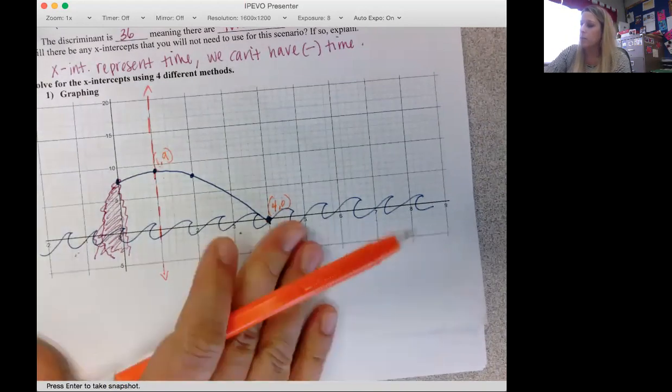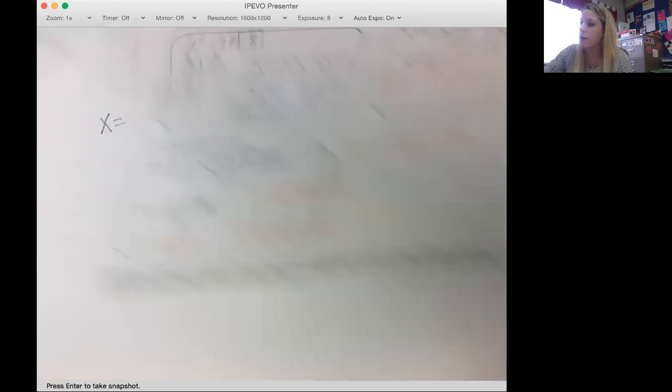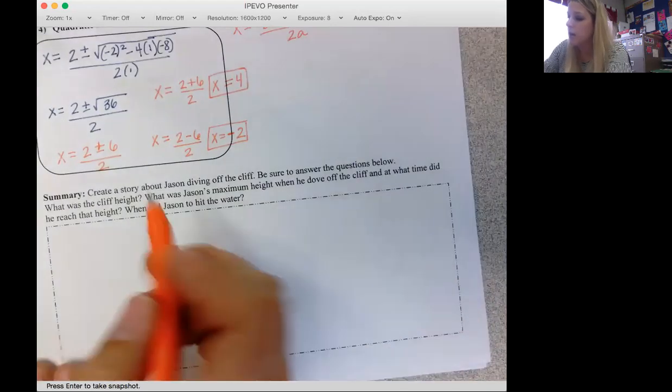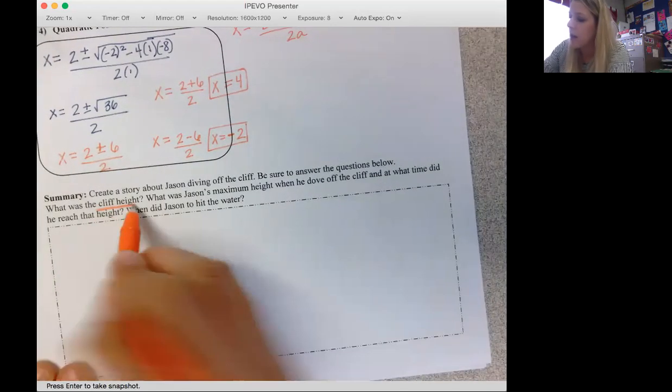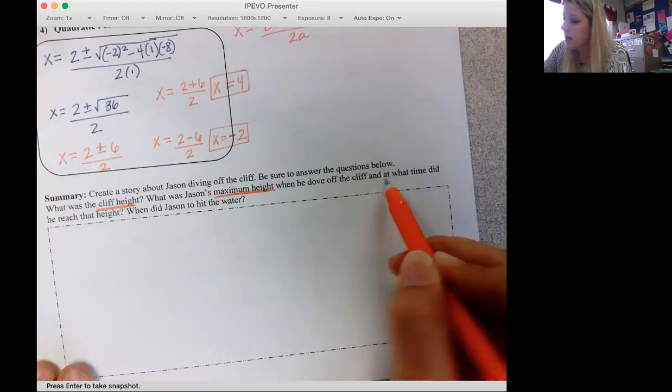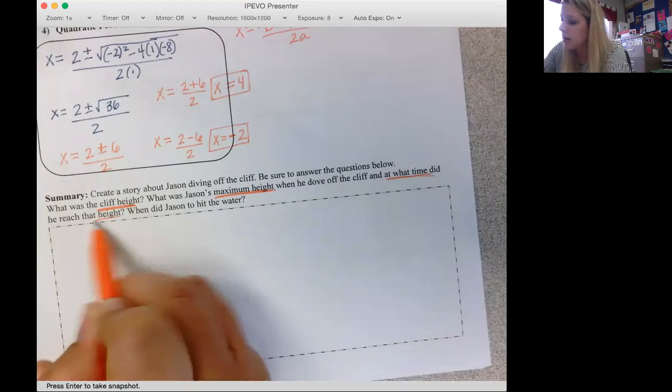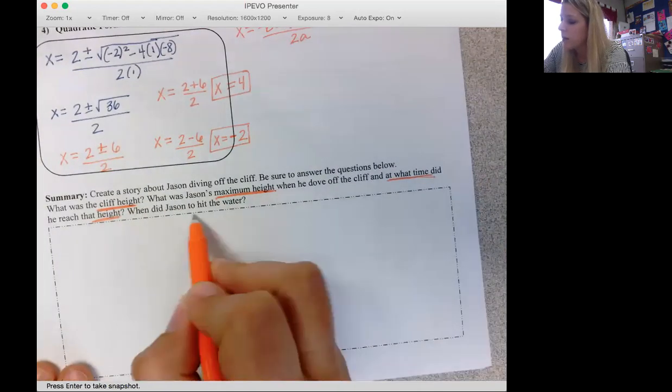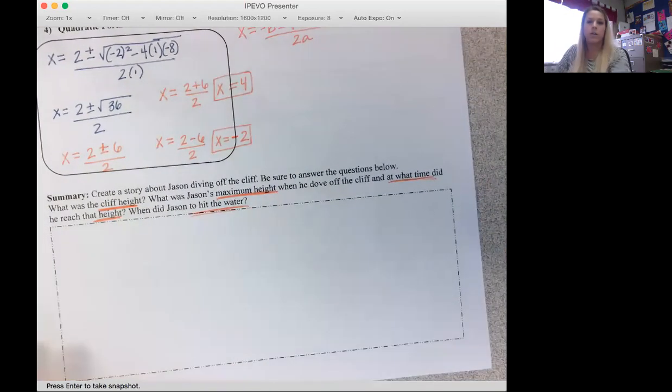So that would be something like that, just something fairly simple, but it needs to make sure it talks about how high the cliff is, what the max height is, what time did he reach that height, that's your X, and then when did he hit the water, okay?